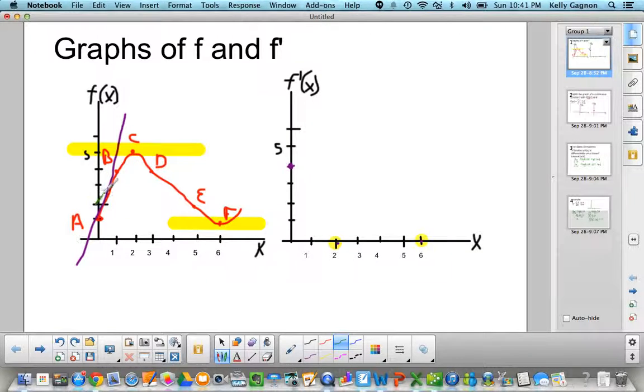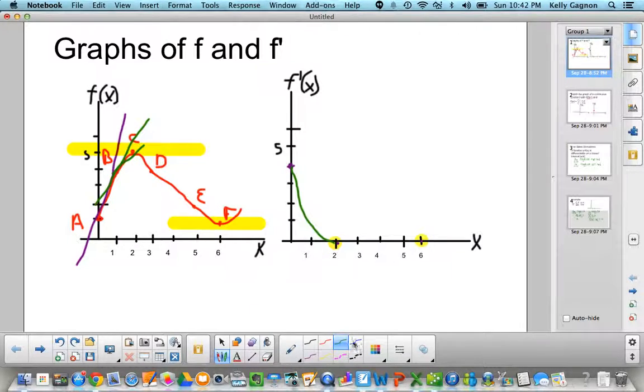So if I look at the slope of this tangent line, it's still positive. So it's going to be up above the x-axis. It's positive, but it's getting less and less. So that's going to make the graph go down. It's going to get less and less, and eventually it's going to turn to a slope of 0.